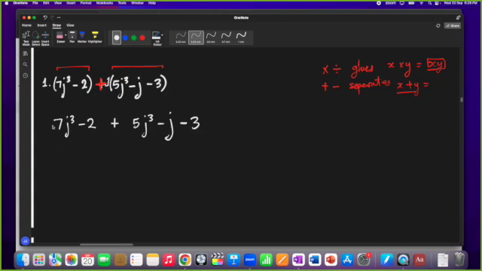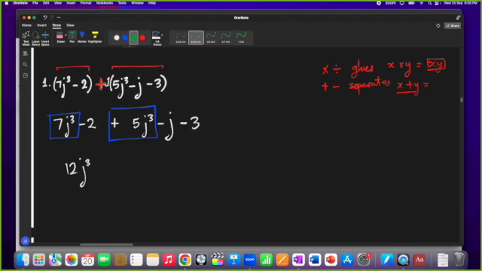Now polynomials come in. I see not only polynomials, but the associative law, right? So I could see here that I have a plus or a positive 7j cubed, and I have a plus or a positive 5j cubed. Remember, the associative law says you can add in any order as long as you keep the sign. So I could add my j cubes. 7, 8, 9, 10, 11, 12. So that is 12j cubed.